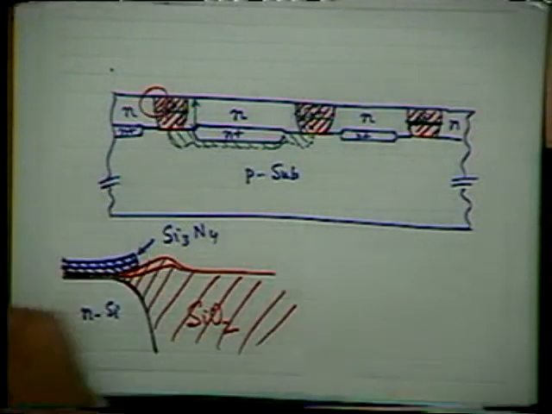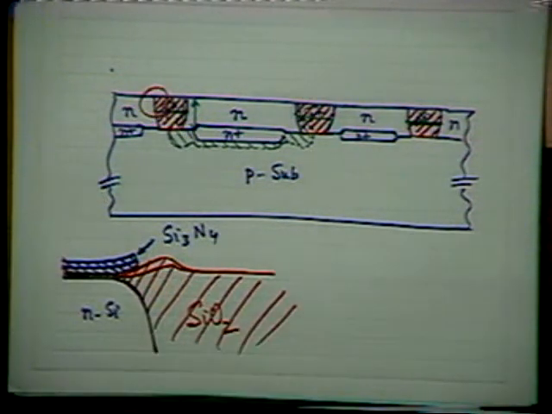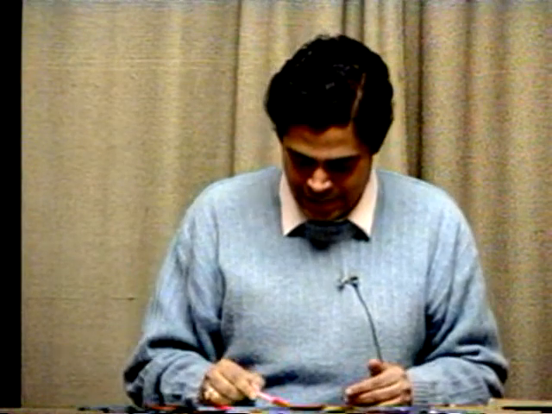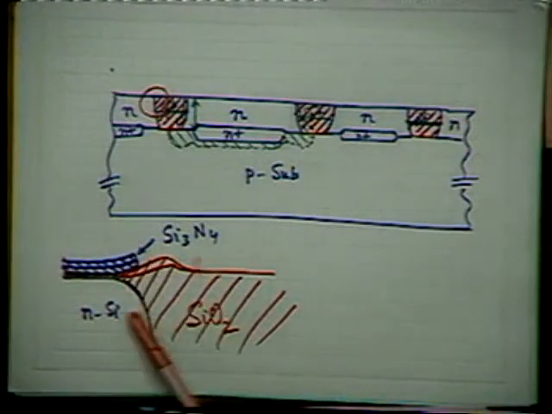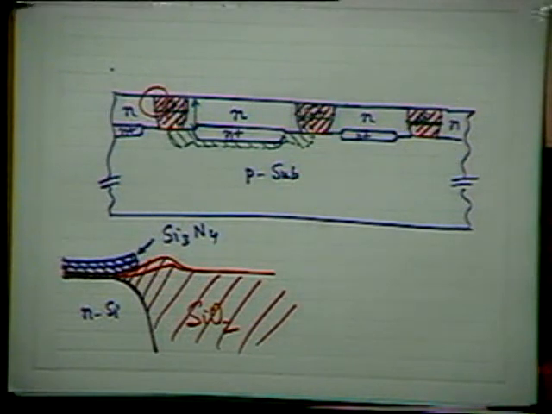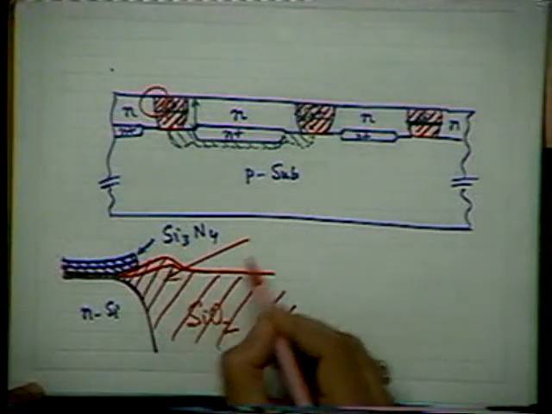What will happen? As a result, there will be lateral oxidation. Not only will oxidation take place vertically, but ultimately, in this region, a very peculiar shape of oxide will be created. And this is what is called, what is the name of this? I think I have pointed out earlier, somewhere, sometime. It's called bird's beak. This is what is called bird's beak.